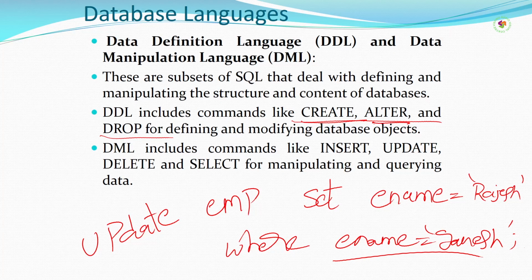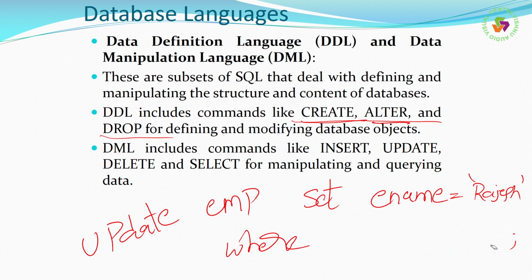Or you can simply use another column also. For example, set ename equal to Rajesh where EID equal to 101, where EID is the primary key. Where EID equal to 101, at that place ename can be replaced as Rajesh. So in any other column you can use to represent. Actually the primary key is used for uniquely identifying the data.